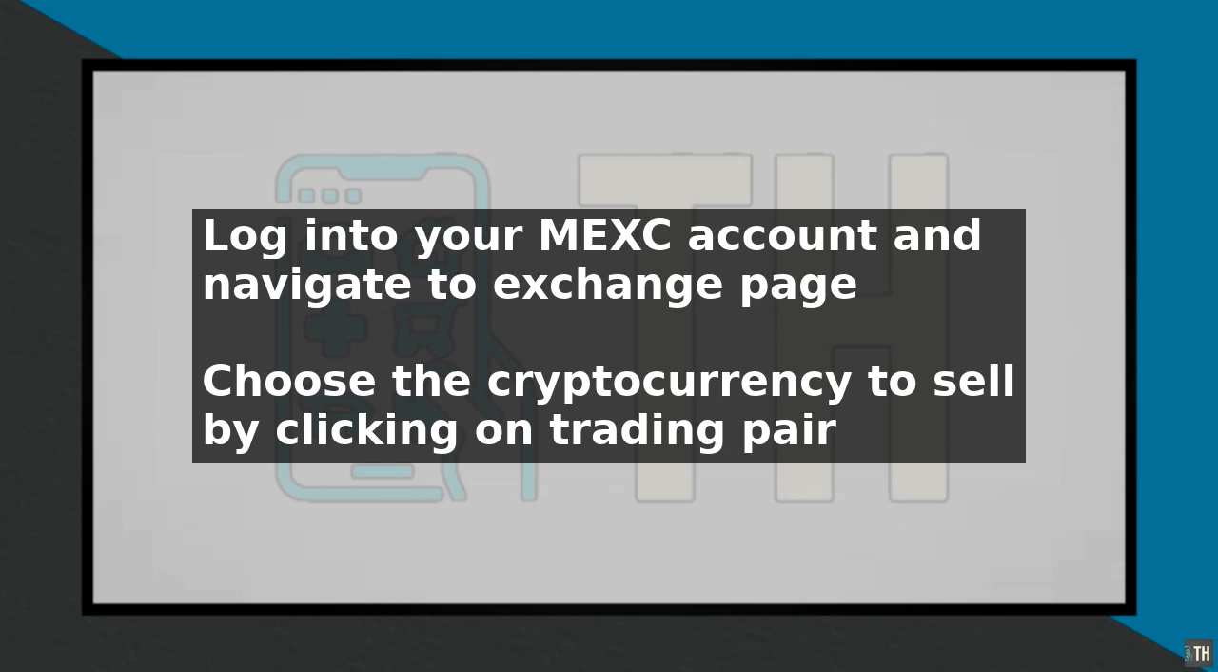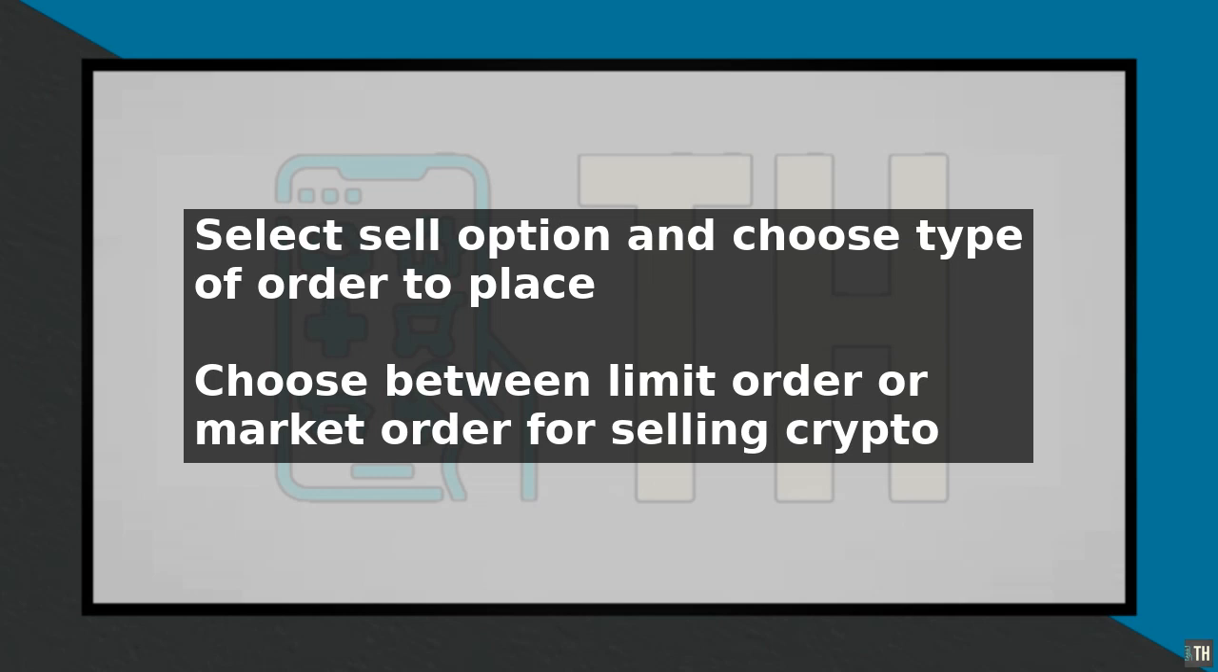Next, select the sell option and choose the type of order you want to place, either a limit order or a market order. A limit order allows you to set a specific price at which you want to sell, while a market order will execute the sale at the current market price. Enter the amount of cryptocurrency you want to sell, and if you chose a limit order, set the price at which you want to sell.